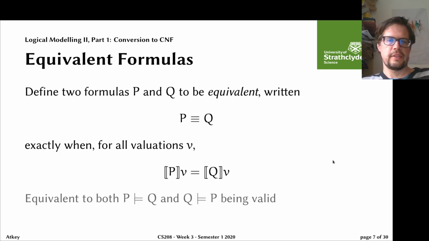So the simplest way of thinking about it is that two formulas P and Q are equivalent, written P ≡ Q, exactly when, for all valuations V, they give the same answers. And this is equivalent to both P entails Q and Q entails P being valid, or P implies Q and Q implies P being a valid formula. So this is the simplest and most direct way of saying that two formulas are equivalent.